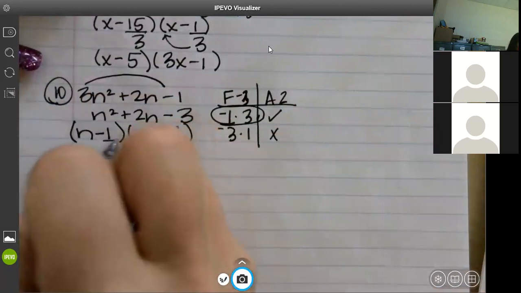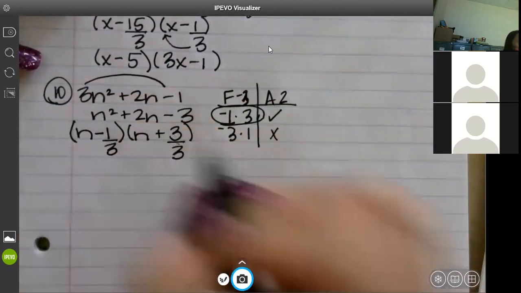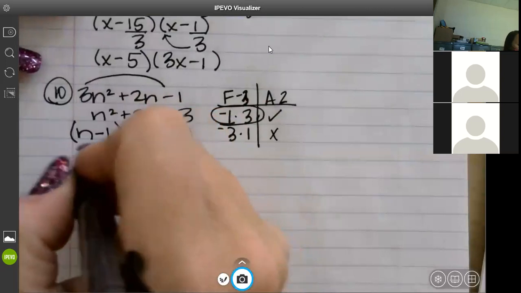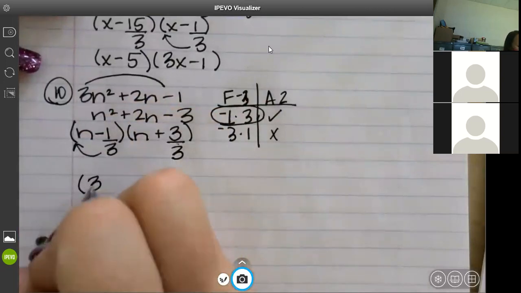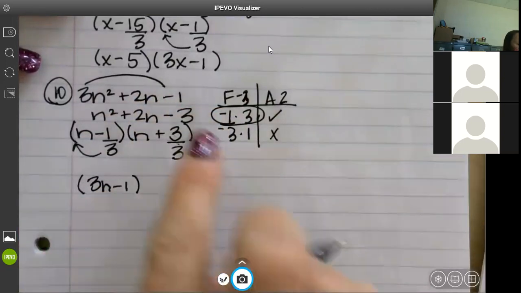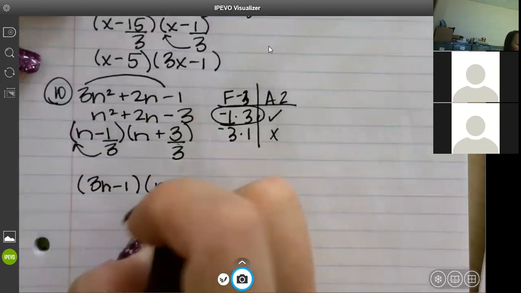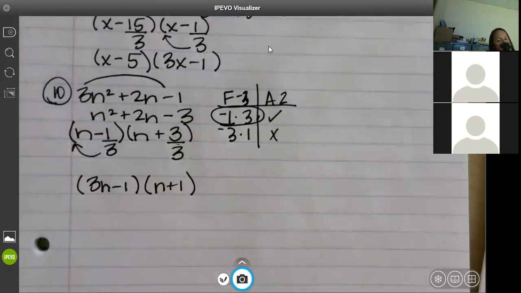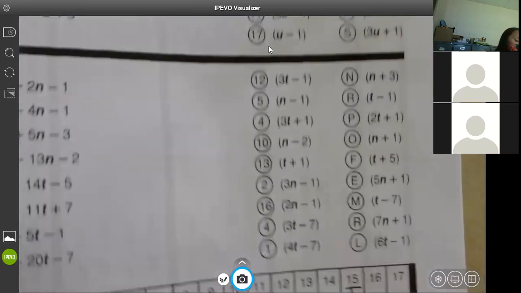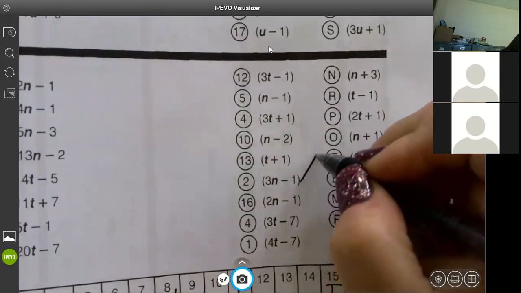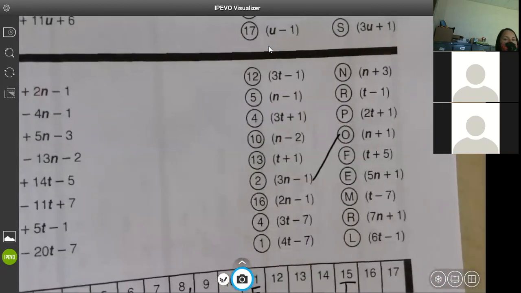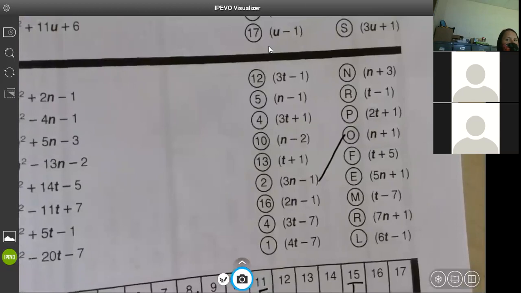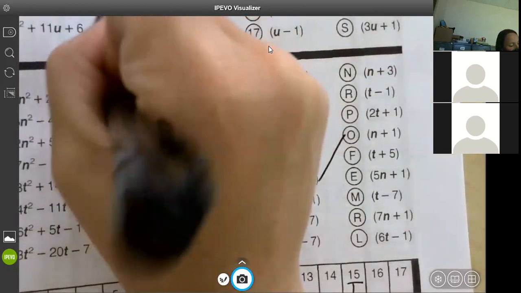I did slide. Now I need to divide. 1/3 will not reduce, so we're just going to put it at the top, 3n minus 1, and then 3 over 3 is 1. You do the same thing on this one. Look for 3n minus 1 and n plus 1. So that tells you that 2 is O.